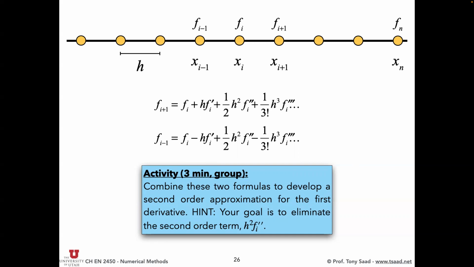Once you're done, you've got to pull out f prime. I need a formula for f prime, a second order formula for f prime. So write it as f prime equals something plus order h squared. That's what I need.